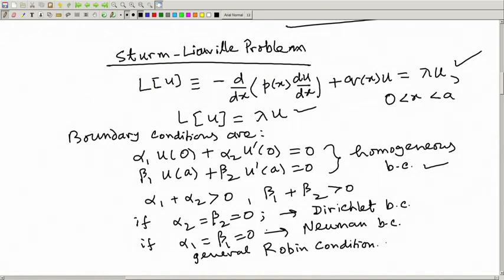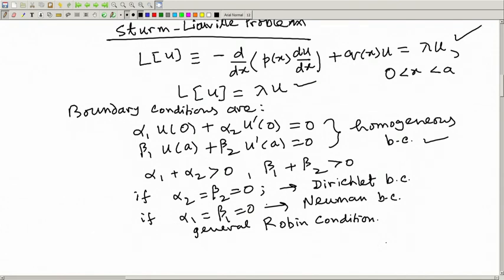These names are not very important. In other words, what we have is a combination of the function value along with its derivative. Either the function value is given, or its derivative is given, or it can be in both forms. So, this is equation 1 and this boundary condition is equation 2. This is a homogeneous Sturm-Liouville problem.